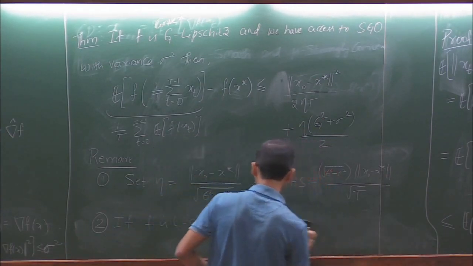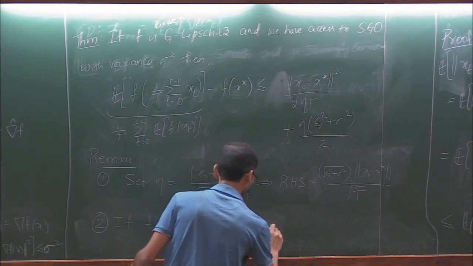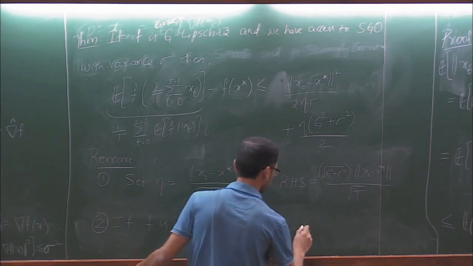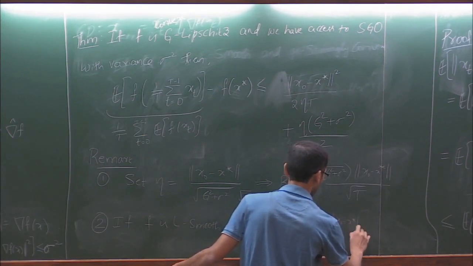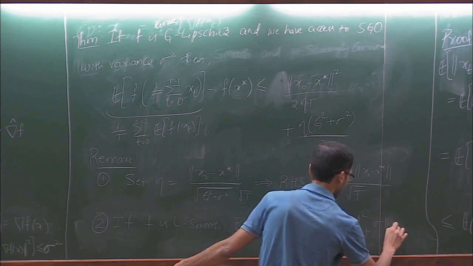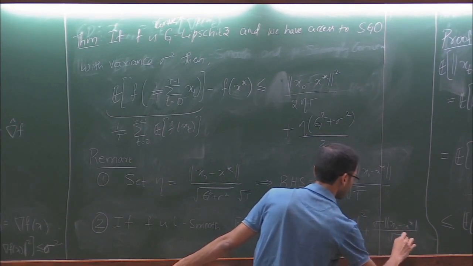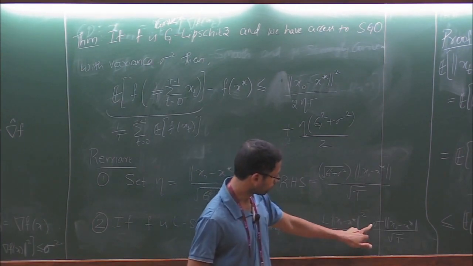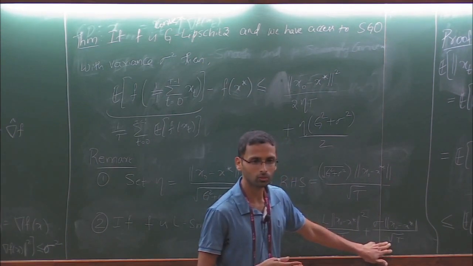So let me be somewhat vague here. It is less than or equal to L times norm of x0 minus x star squared divided by t, plus sigma times norm x0 minus x star divided by square root t. So once we have any amount of noise, it turns out that the 1 over square root t rate is the best we can do in the worst case sense.